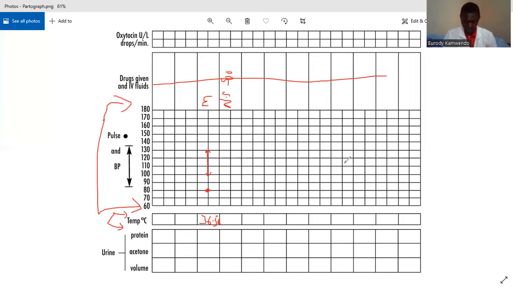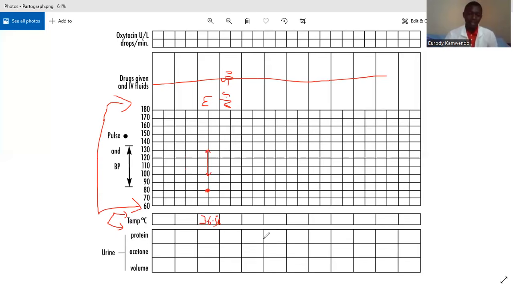Apart from that, when it comes to recording the pulse, you need to record the pulse every 30 minutes. You also need to record the blood pressure every 30 minutes once this woman is admitted in labor. So the observations, you need to do them every 30 minutes, and you continue recording and checking how this woman's labor is progressing, as well as her condition.